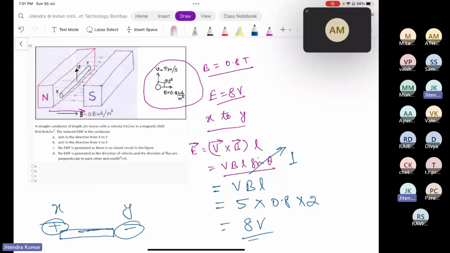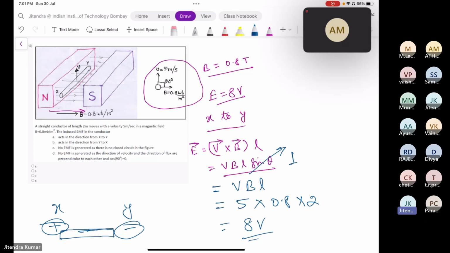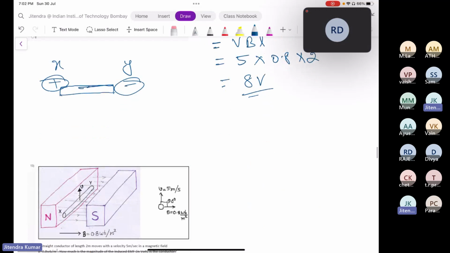Does anyone have any doubt in applying Fleming left-hand or right-hand rule or Maxwell thumb rule? Feel free to speak. Sir, according to these questions, we apply Fleming left hand rule or right hand rule, but sir, I do not understand Maxwell rule. Okay, so see, let me show you.